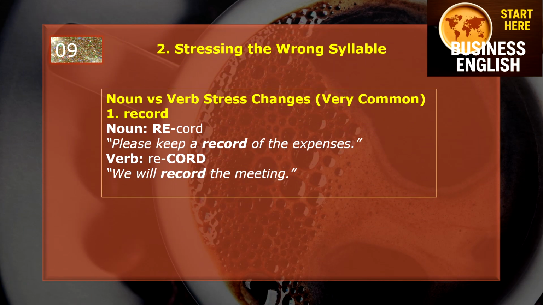And here we have the first example, noun and verb stress changes, which is very common. The first word is record. When we say record, simply, it's going to be a noun. Please keep a record of the expenses. But the verb will be record. We will record the meeting, so it will be the second syllable stressed.